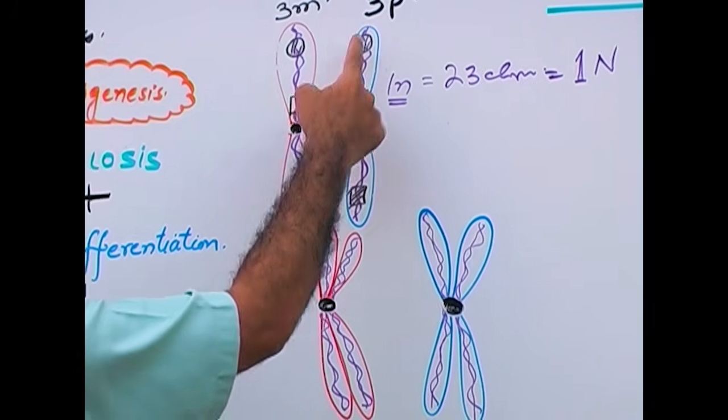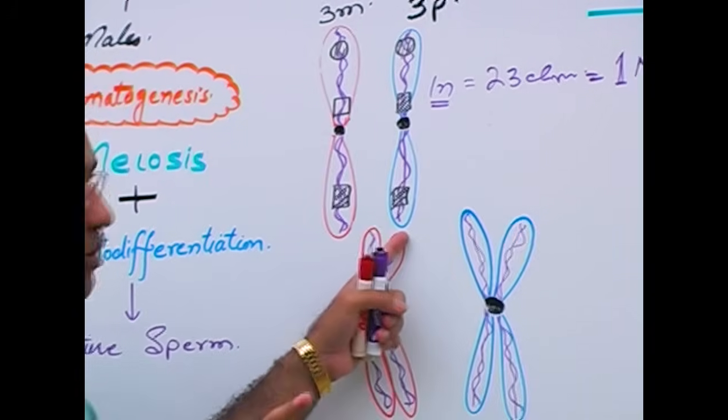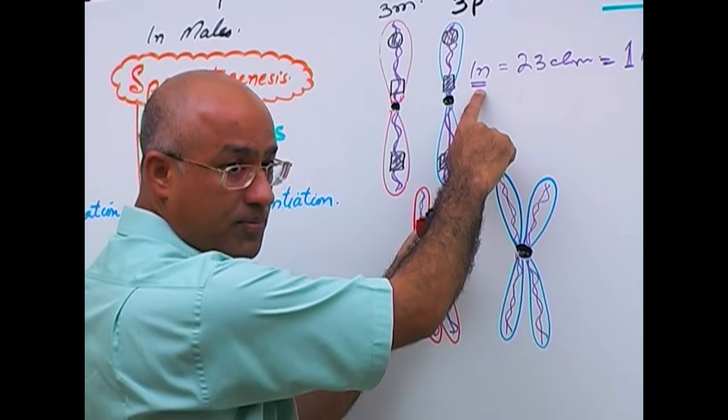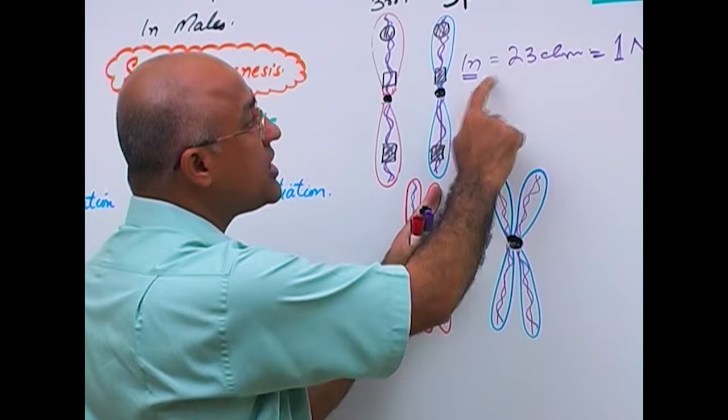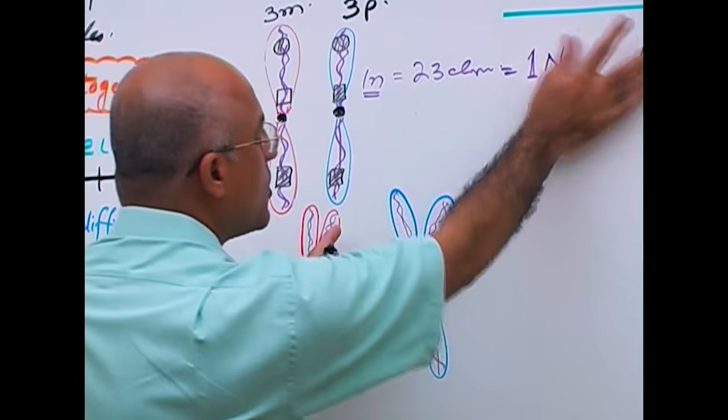Now, if we talk about 23 paternal chromosomes, single structured, what will we say? That there are 1n paternal chromosomes, and 1n means 23 chromosomes. And I say 1 capital N also, right?